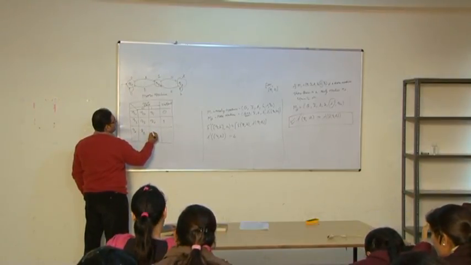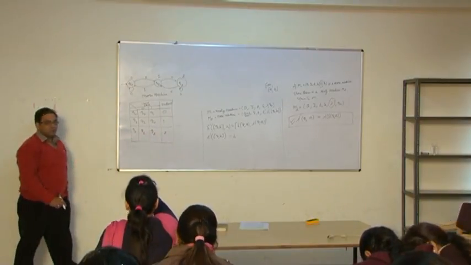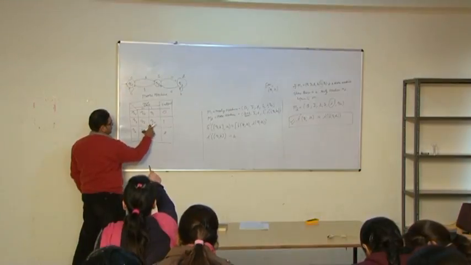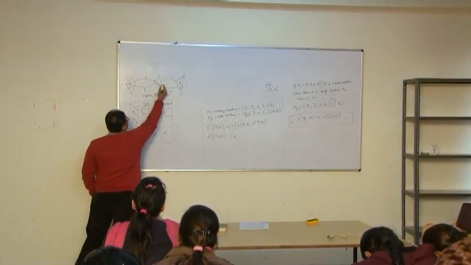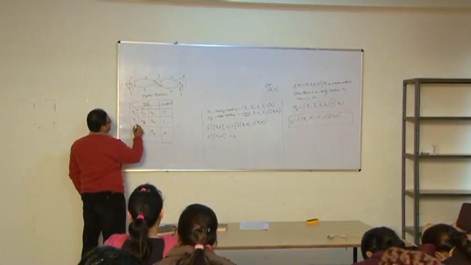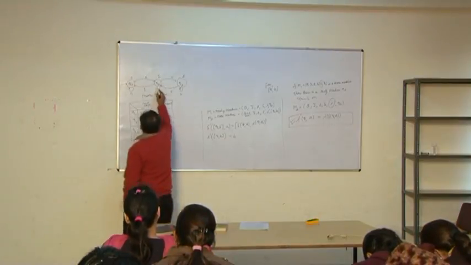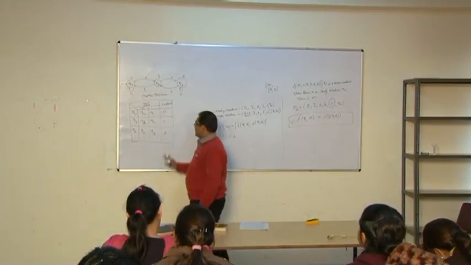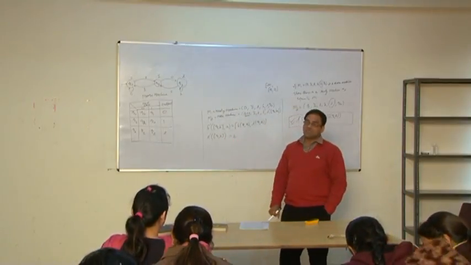Q1, sorry, Q2. So it is saying Q1 at 0 input goes to state Q2. Q1 at 0 input is Q2, right? And Q1 at 1 it is Q1. Q0. Now is it right? Yes. Okay, so this is the transition table for the Moore machine.